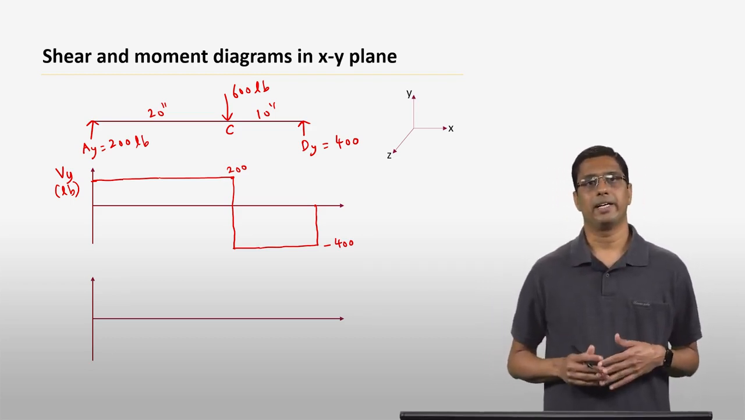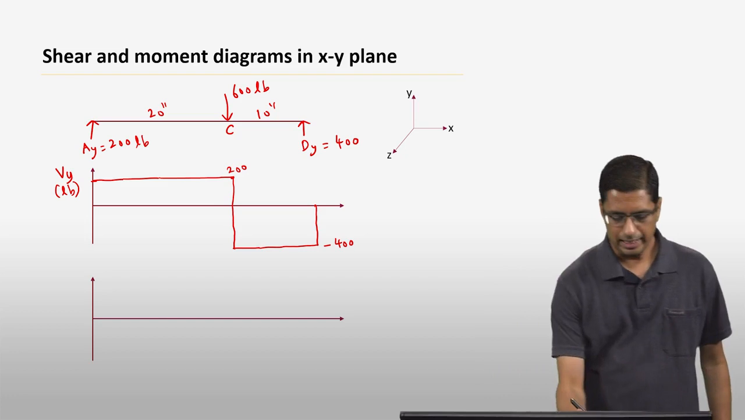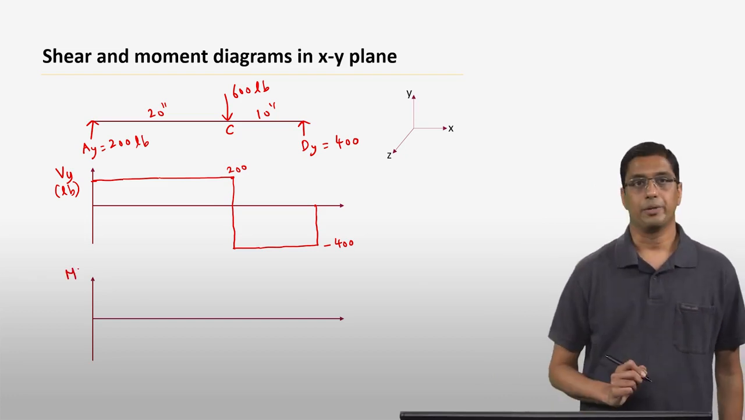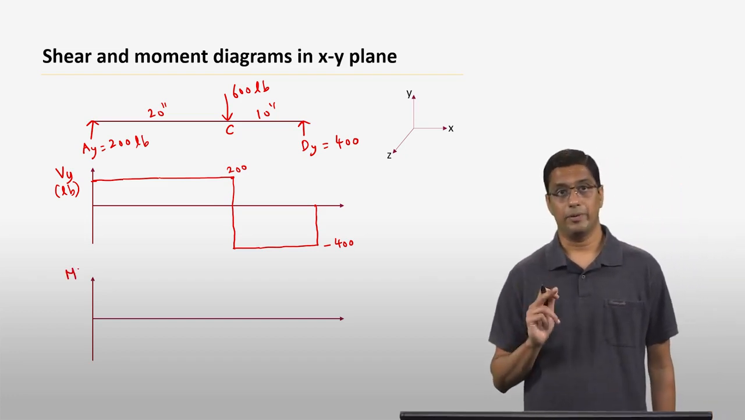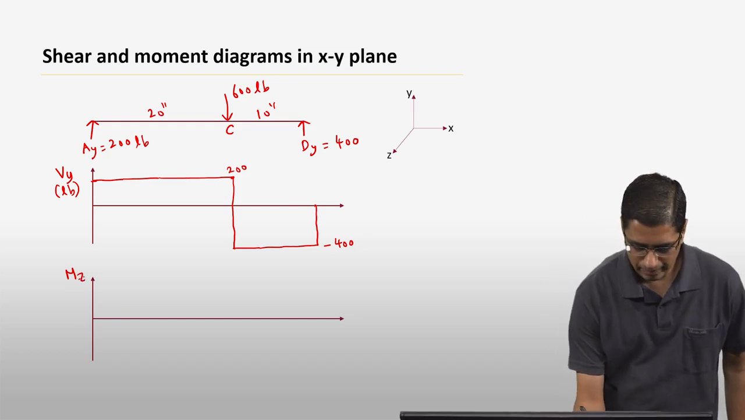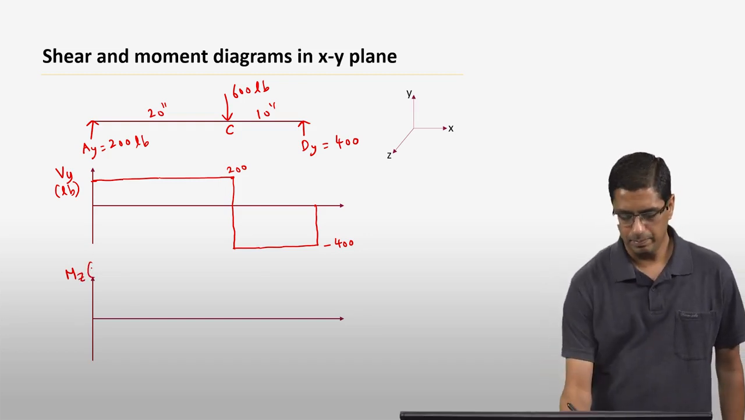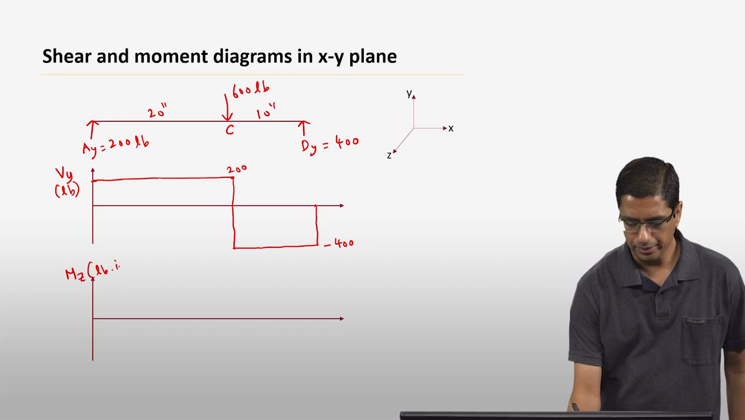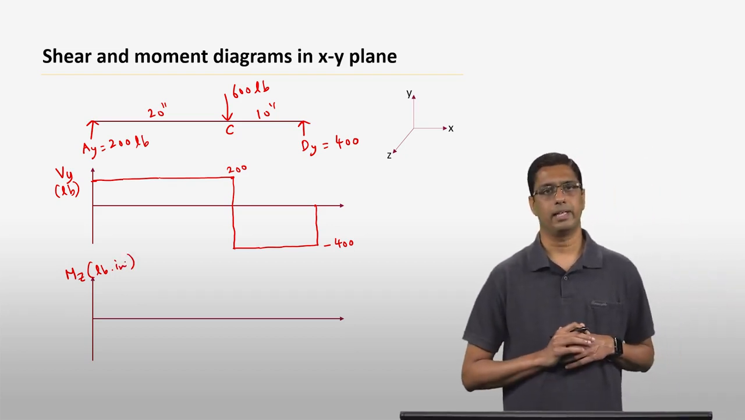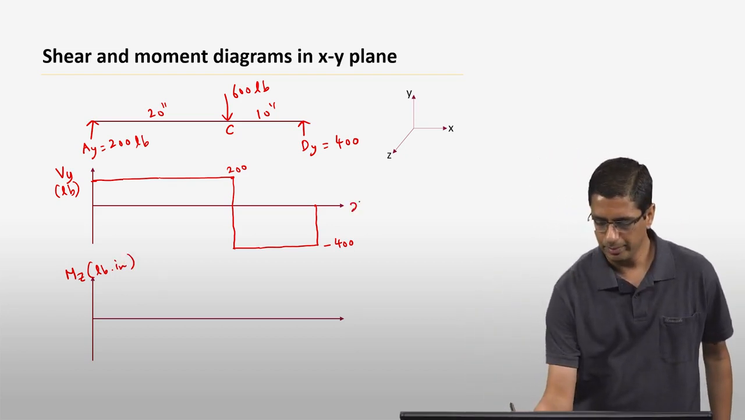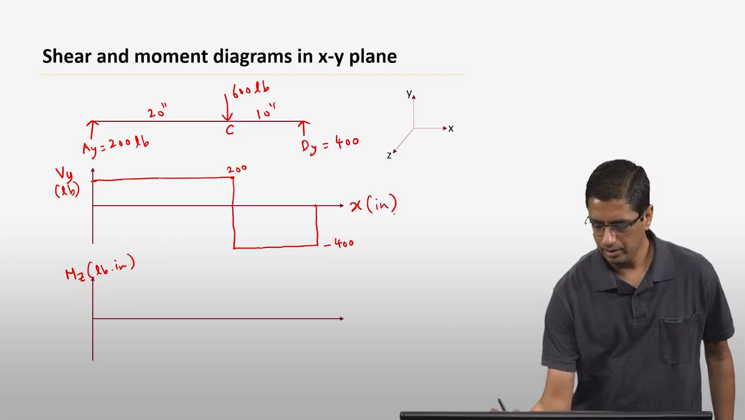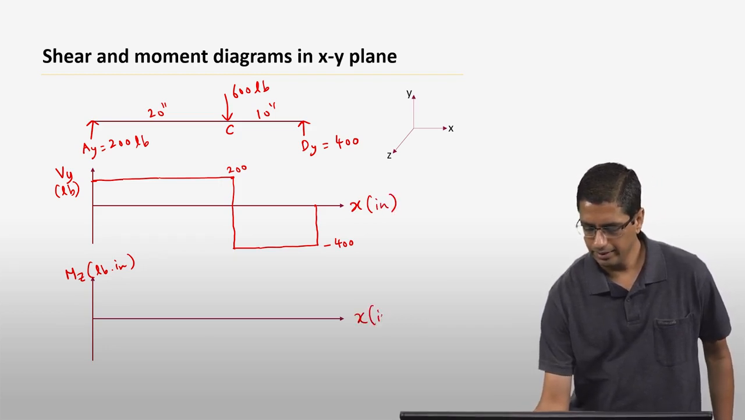And once you have the shear diagram, you can construct the moment diagram. Again, this moment, just to remind you, is not Mx or My, it is actually Mz. And Mz is in pound inches, because those are the units that are given in the problem. So again, this is the x-axis, just to remind you. This is in inches, and this is x, again in inches.